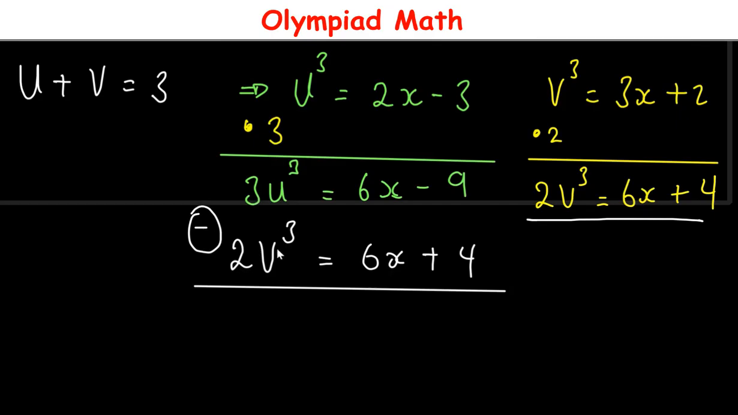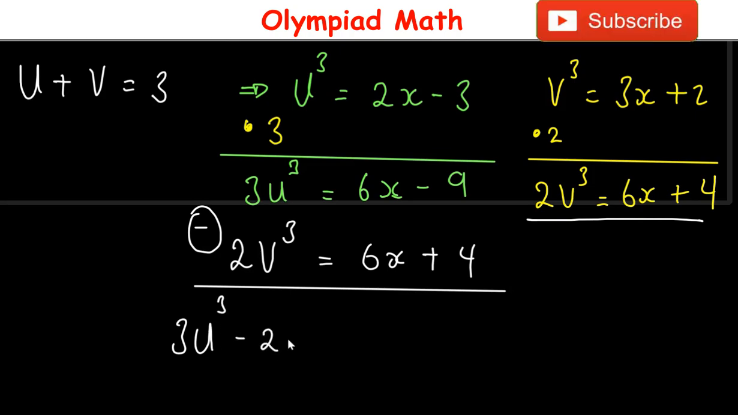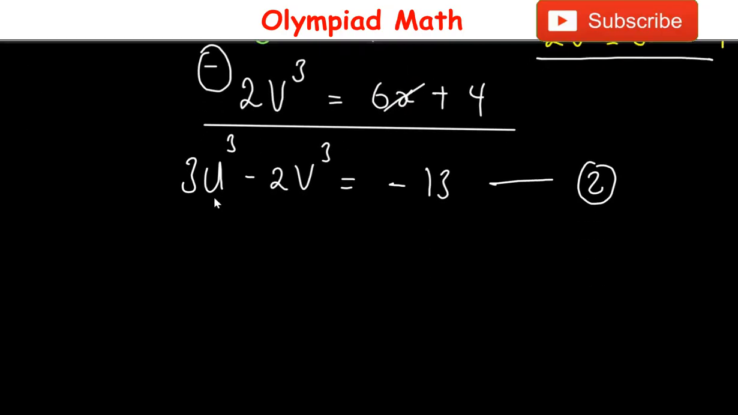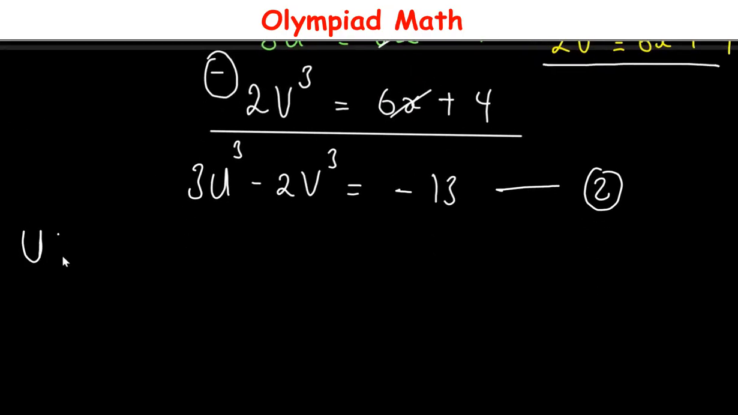3u cube then minus 2v cube. So 3u cube minus 2v cube is equal to, this will cancel out this, then minus 9 minus 4 is equal to minus 13. We call this equation 2. Meanwhile, this is equation 1. So from equation 1, we have u plus v equals 3.